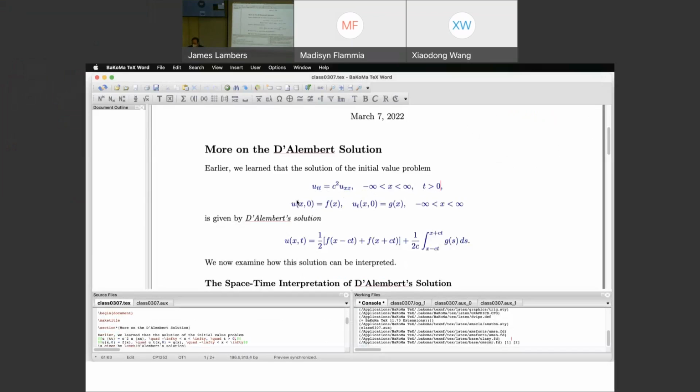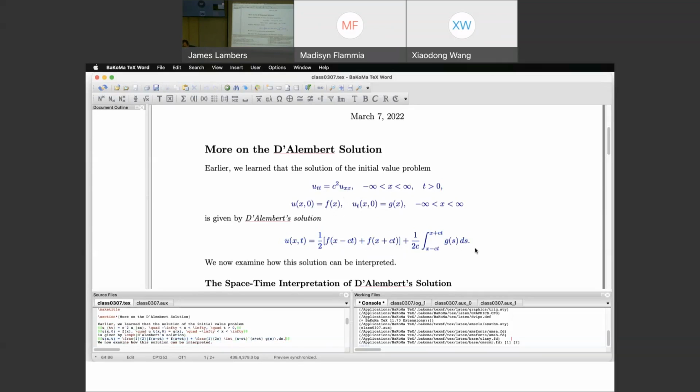So this is modeling a vibrating string. U is the displacement of a string, and f of x is the initial displacement. And then du dt is the velocity of the string, so the initial velocity is given to be some function g of x. For this problem, what I derived last time was this solution formula.